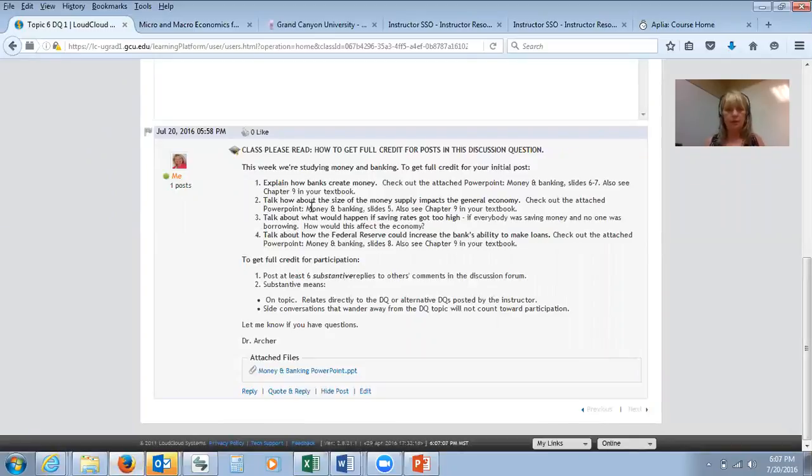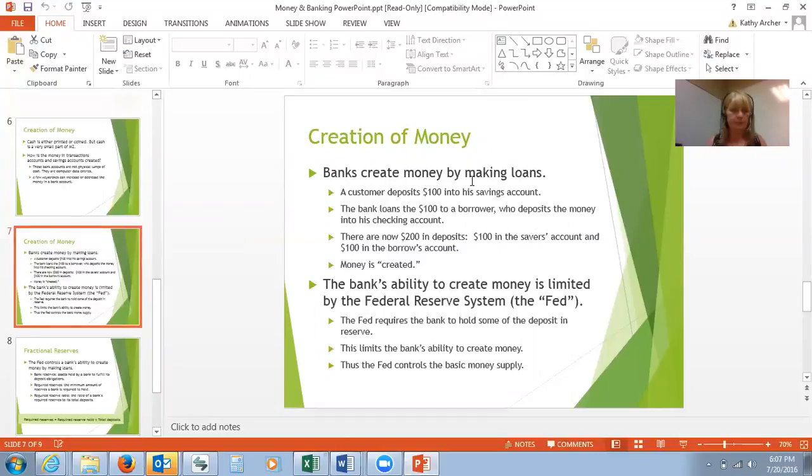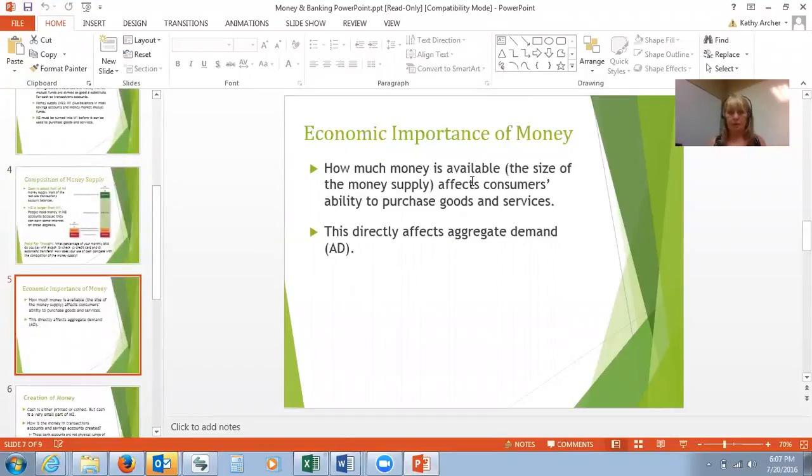So the second point is to talk about how the size of the money supply impacts the general economy. And we're supposed to look at the money and banking PowerPoint slide 5. So let's do that. Here's the answer to the question. How much money is available? The size of the money supply affects consumers' ability to purchase goods and services. If there's a lot of money available, if people have money, and especially if people are able to easily borrow money, they'll buy more things.